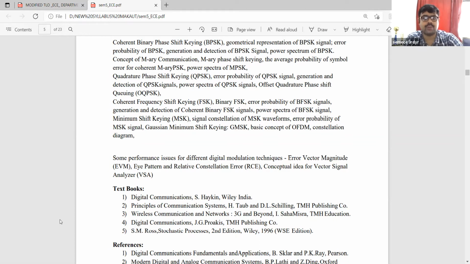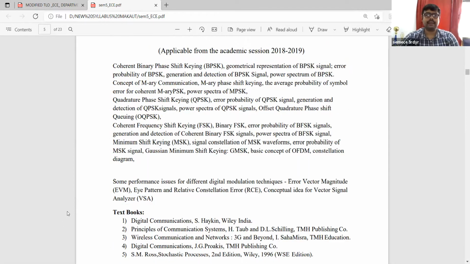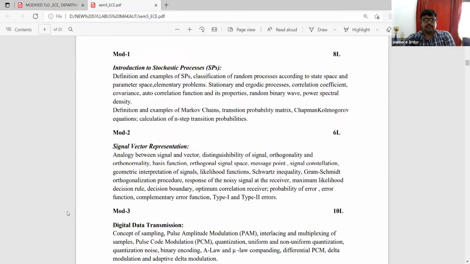Some performance issues for differential digital modulation techniques that you have to see. So error vector magnitude, EVM, the eye pattern and the relative constellation error, RCE, conceptual idea for the vector signal analyzer, VSA. These are the additional topics that you have to complete. So some performance issues for the different digital modulation techniques will be there. So these are the different topics that will come under this article.